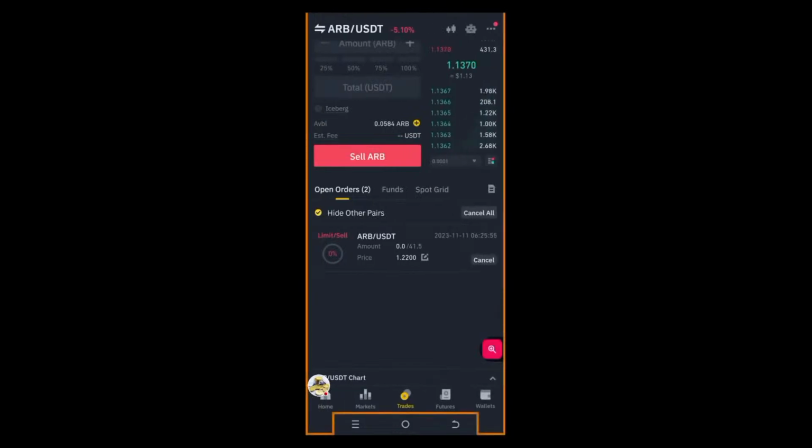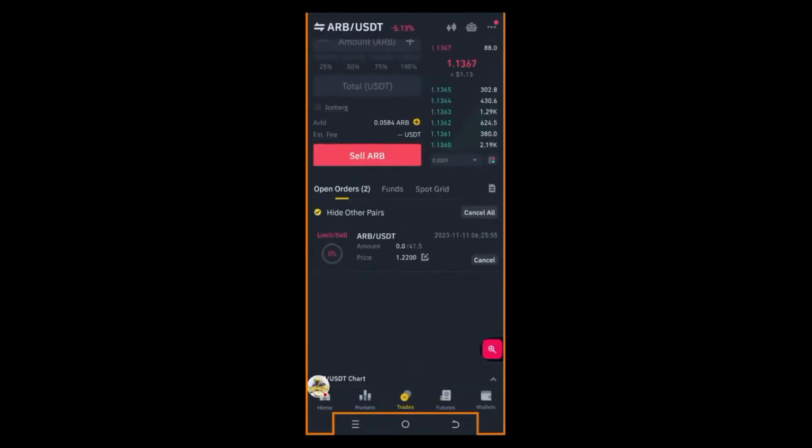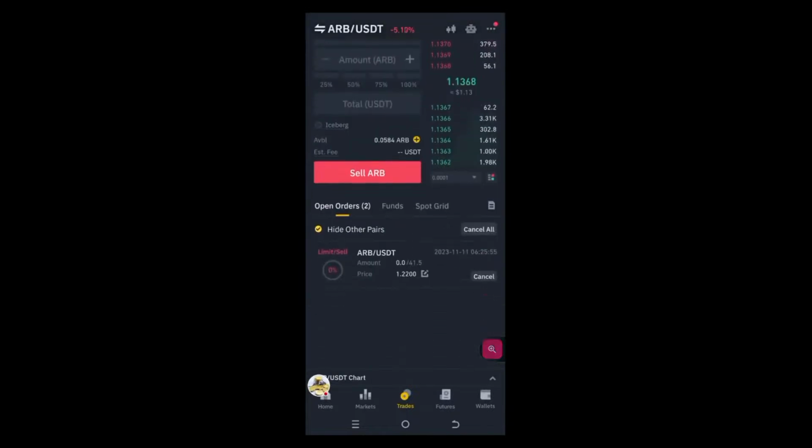Let me show you here. So what I'm trying to get is 1.22. That's the price of ARB I want to get, right? But it's currently 1.13, because it's going down. So I'm just going to set it to get that, so that even if it takes me 1 or 2 days, once it gets to 1.22, my take profit or my sell limit will be triggered, and I will get the money, and I'll get the profit that goes with it.